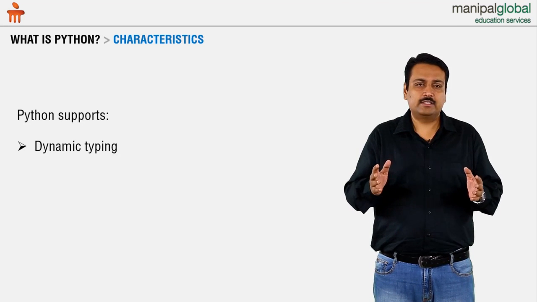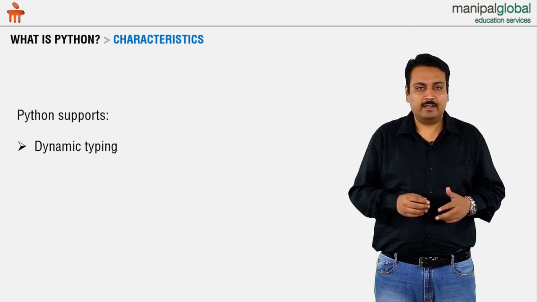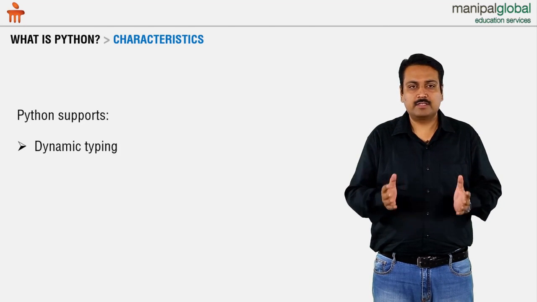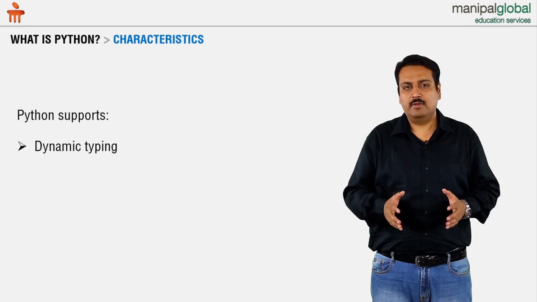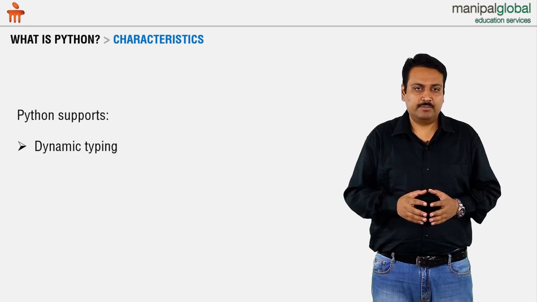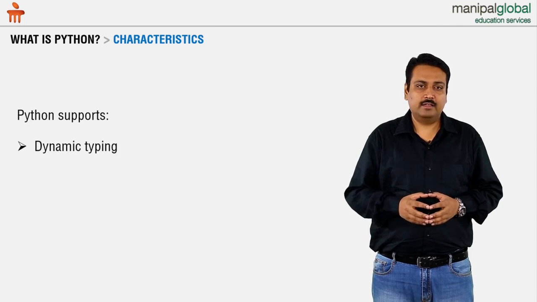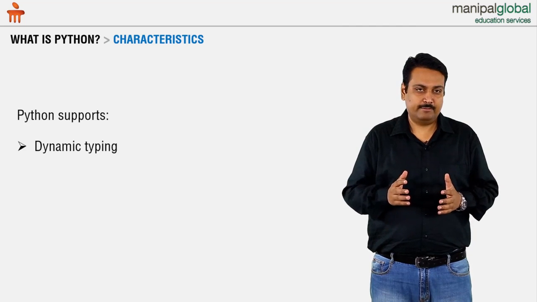There are many languages that are dynamically typed, like for example, Perl. Another example of this is Ruby, and one more example is JavaScript. These days, many softwares are developed using dynamic languages. Python is a prime example of a dynamically typed language.